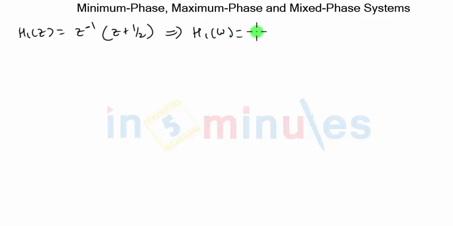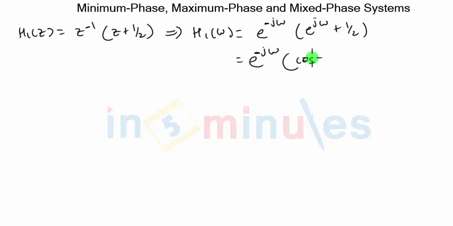So I'll quickly write down H1(z) that we have considered, which is nothing but z inverse into (z plus half), which can be written as H1(omega) equal to e raised to minus j omega into (e raised to j omega plus half), which is further e raised to minus j omega into (cos omega plus j sine omega plus half). So this is my H1(omega).